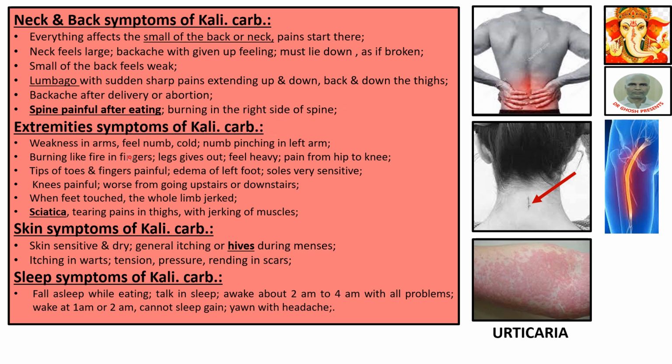Weakness in arms, feel numb, cold, numb pinching in left arm, burning like fire in fingers, legs give out, feel heavy, pain from hip to knee, tips of toes and fingers painful, edema of the foot, left foot, soles very sensitive, knees painful, worse from going upstairs or downstairs. When feet are touched, the whole limb jerks. Sciatica, tearing pain in thighs with jerking muscles.